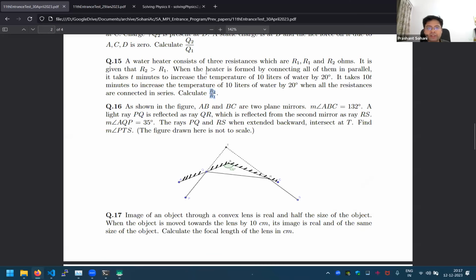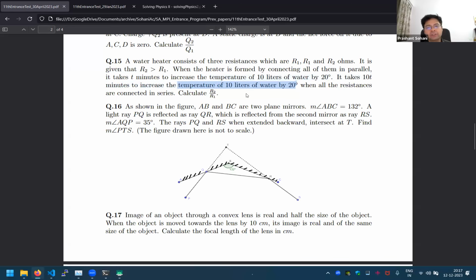So what is given is that when the heater is connected in parallel, it takes T minutes to increase the temperature of that water. And by the way, notice that the same quantity of water is involved in both cases. So the temperature increase and the quantity of the water do not change. So we can directly equate those parts, right? So we don't have to worry so much about how much work is being done.